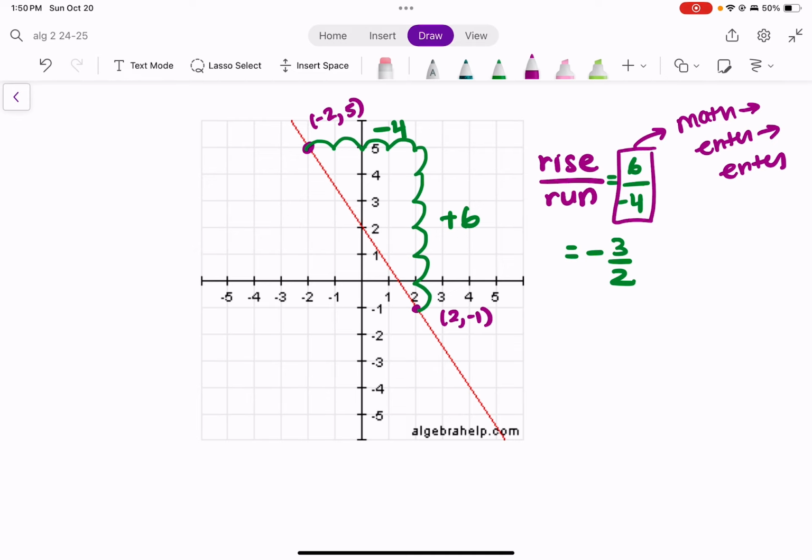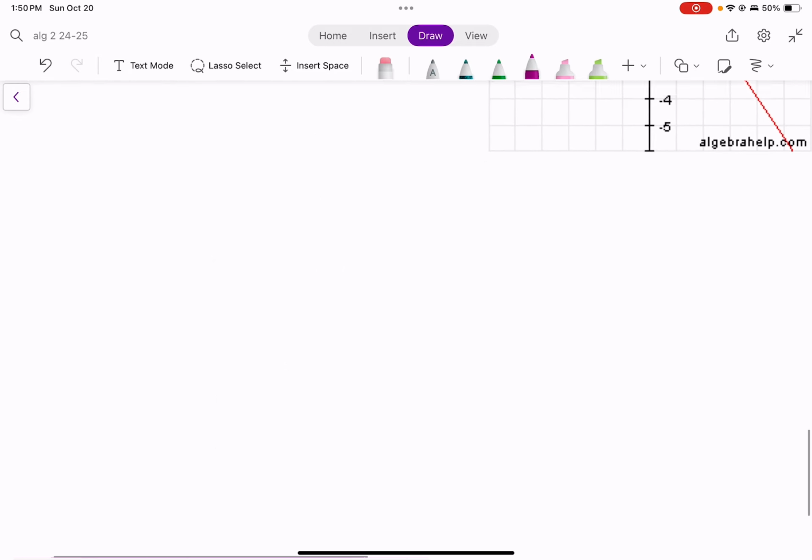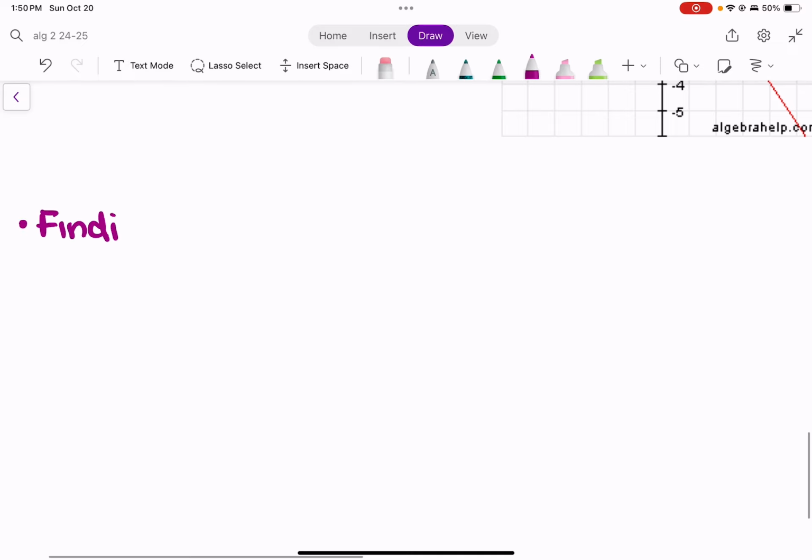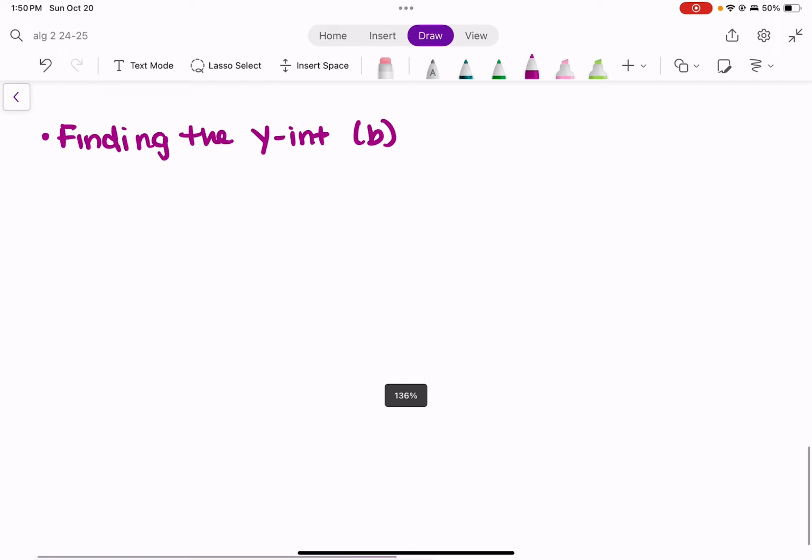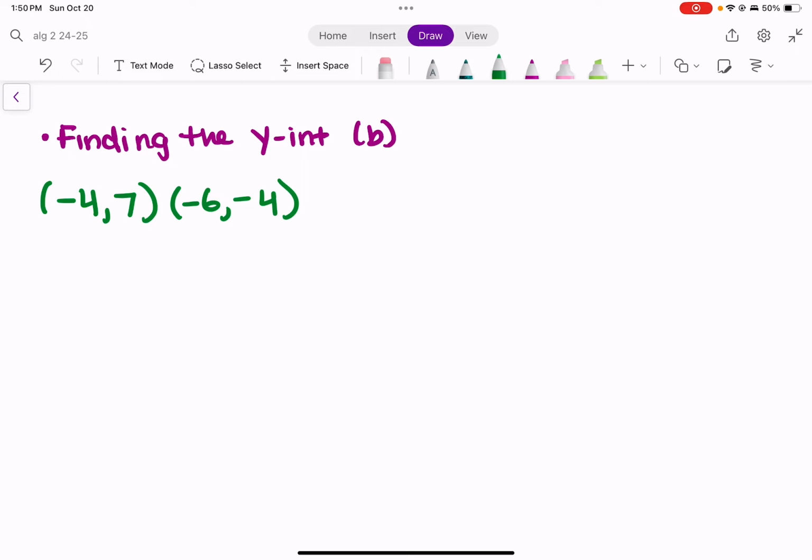Let's now talk about finding the y-intercept, right? That's our b in this case. So to find the y-intercept, let's go back to the problem that we were doing first. So I have -4, 7 and -6, -4. Those were the 2 points we're dealing with first. And we found that the slope is 11 over 2.